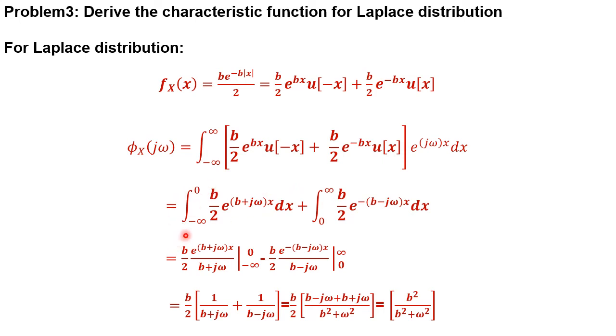As integral from minus infinity to 0 of b by 2 e to the power b plus j omega x dx, plus the integral between the limits 0 to infinity of b by 2 e to the power minus b minus j omega x dx. When we integrate and substitute the values, we get the final answer as b square divided by b square plus omega square.